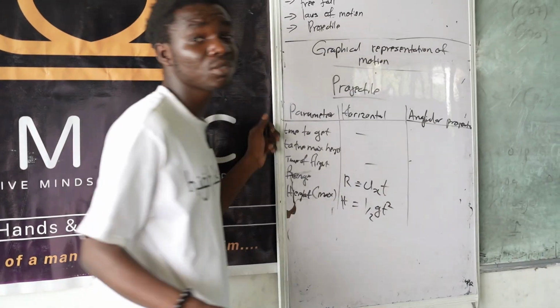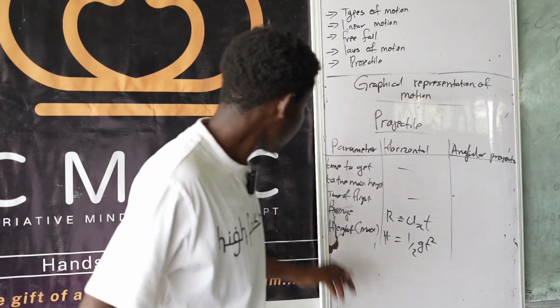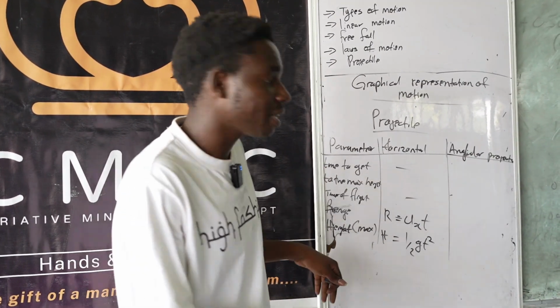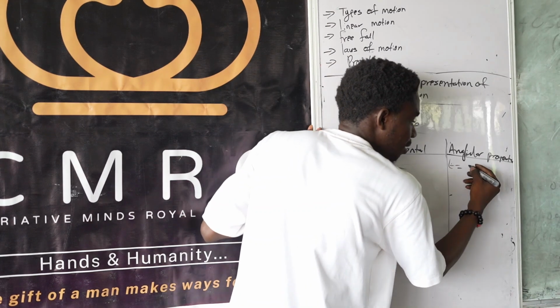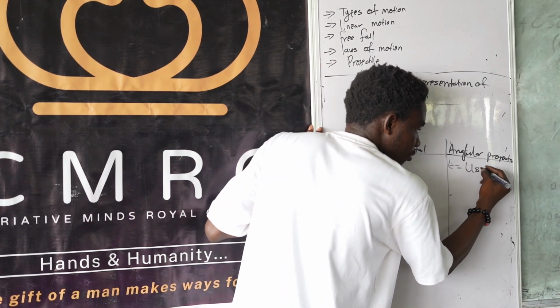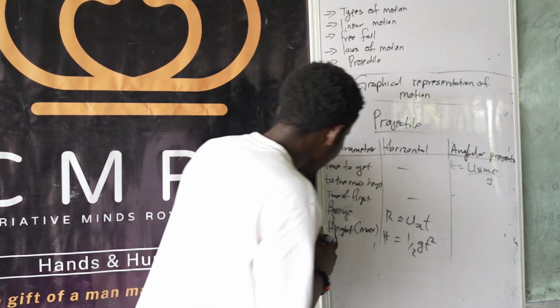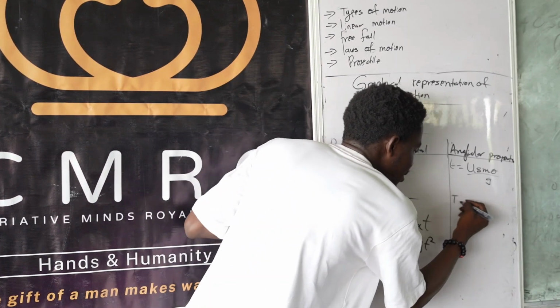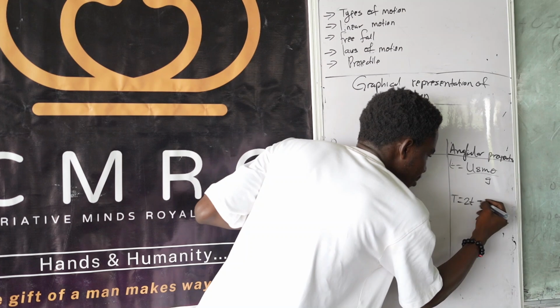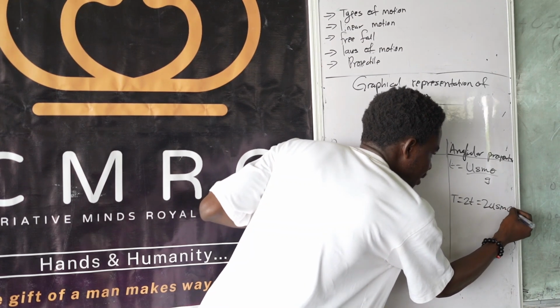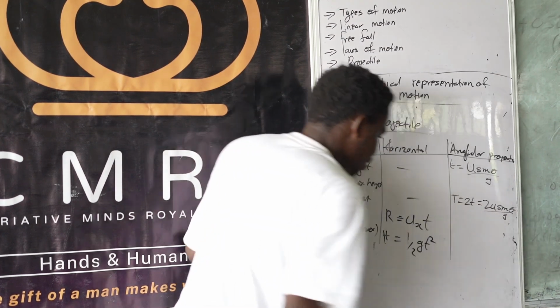Now, for the angular projection, this is the common formula that we all know. When it's time to get to the maximum height, our t is equal to what? U sine theta over g. Yes, you get it. Then the time of flight, capital T, is 2t, and that is 2u sine theta over g.